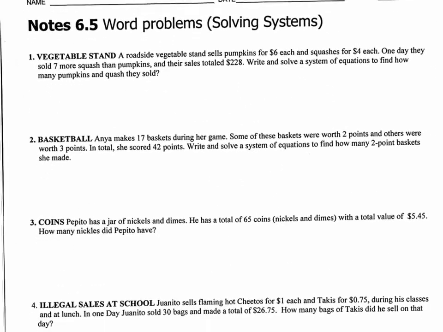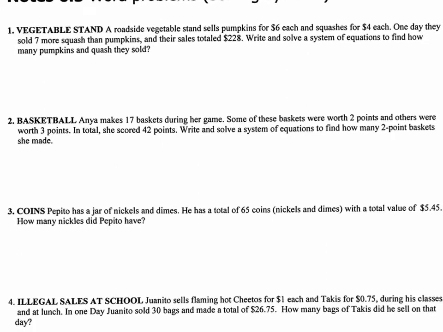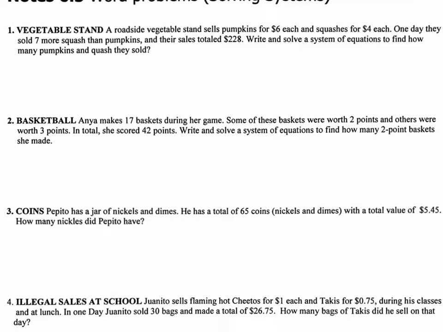Okay guys, so again, we're going to continue with solving systems of equations, but right here we have some real world situations. So let's take a look at number 1. It says, vegetable stand. A roadside vegetable stand sells pumpkins for $6 each and squash for $4 each. One day they sold 7 more squash than pumpkins and their sales totaled $228. Write and solve a system of equations to find out how many pumpkins and squash they sold.